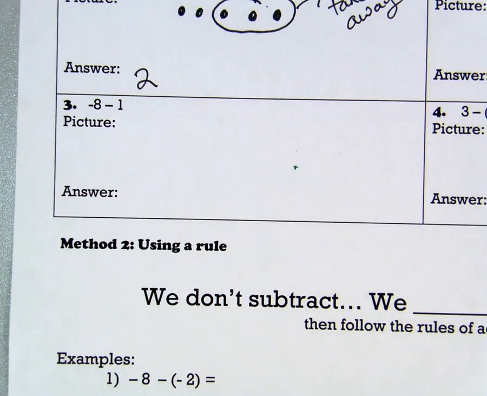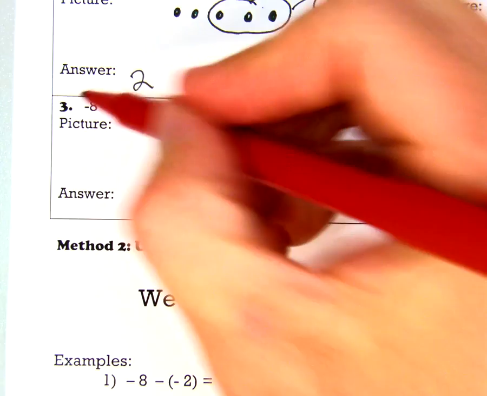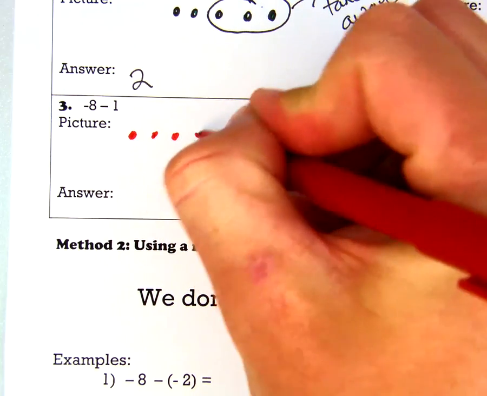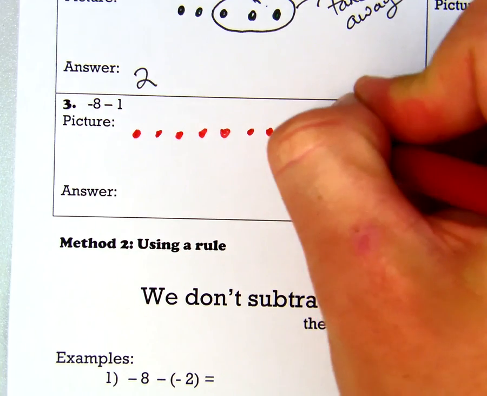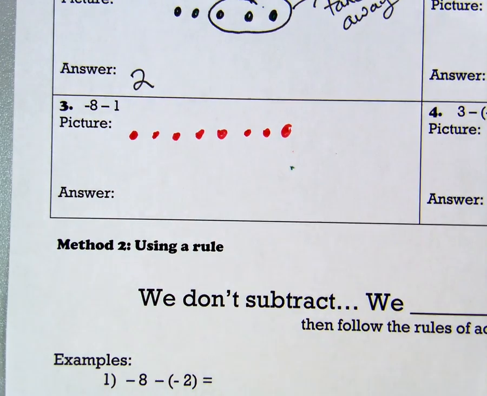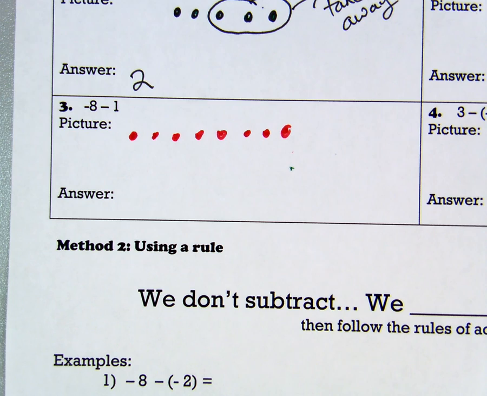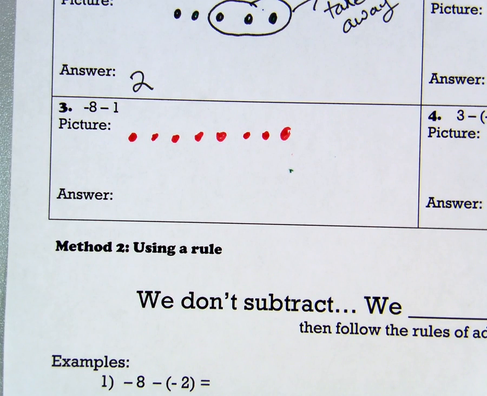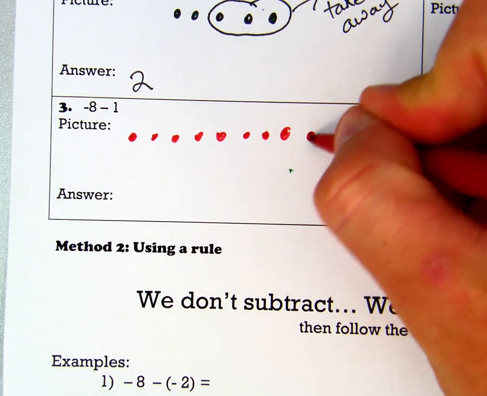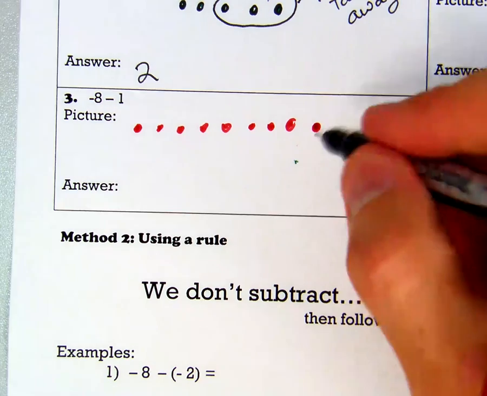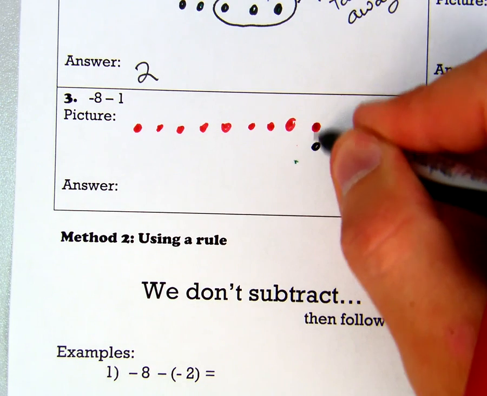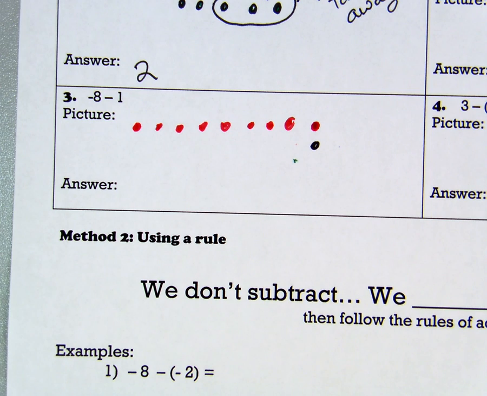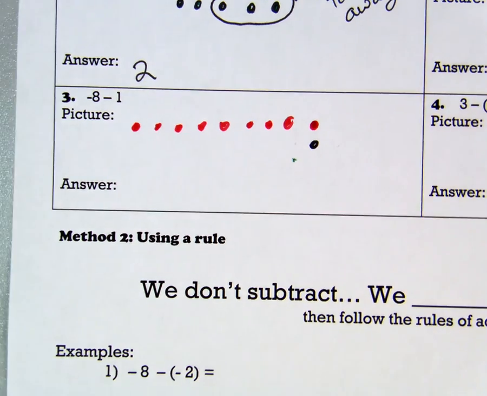Alright, let's look at our next one. Number 3. We have negative 8 minus 1. So I'm going to start with my negative 8. 1, 2, 3, 4, 5, 6, 7, 8. Now it says minus 1. Okay? I don't have any positives to take away from. There's no black dots there. So what I'm going to do is add another negative dot and a positive dot as well. Those would cancel each other out. Now I have a positive to take away.